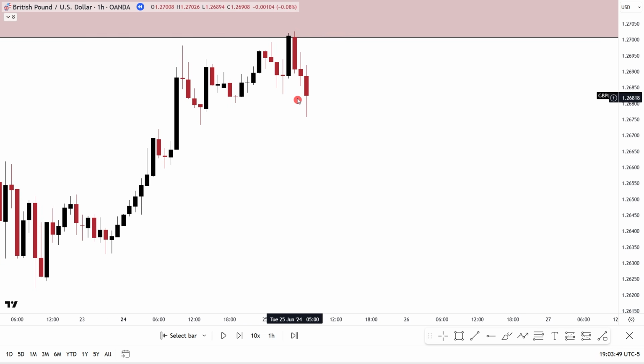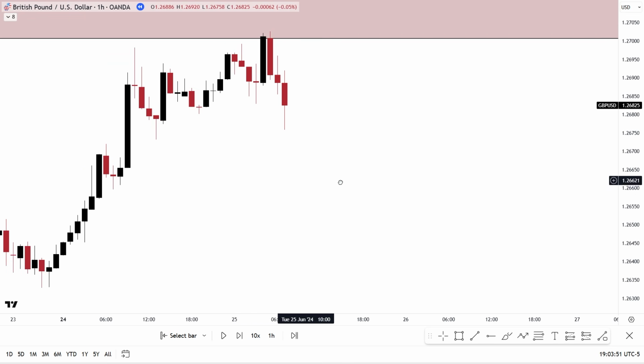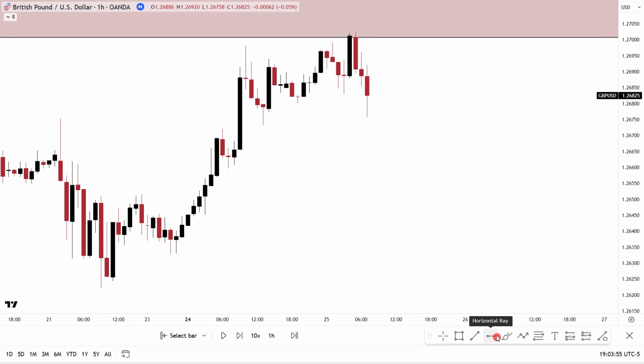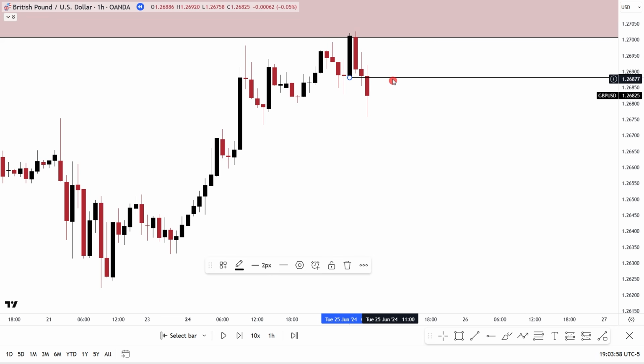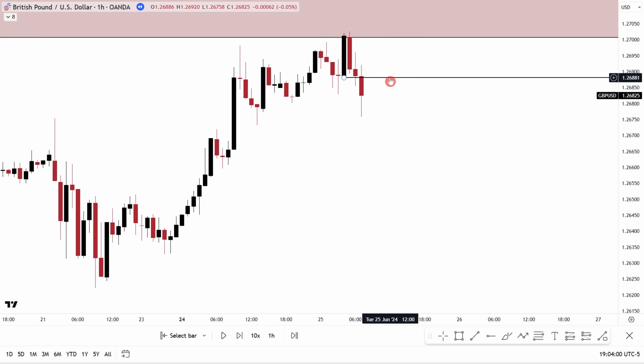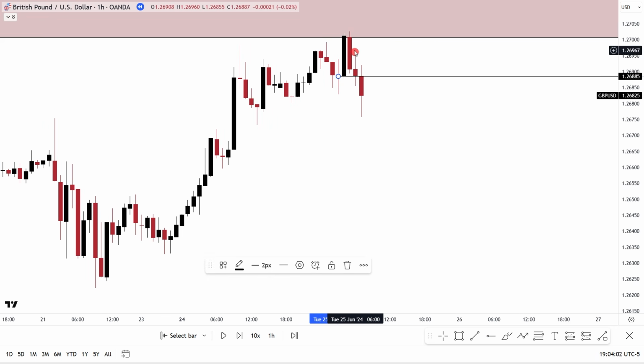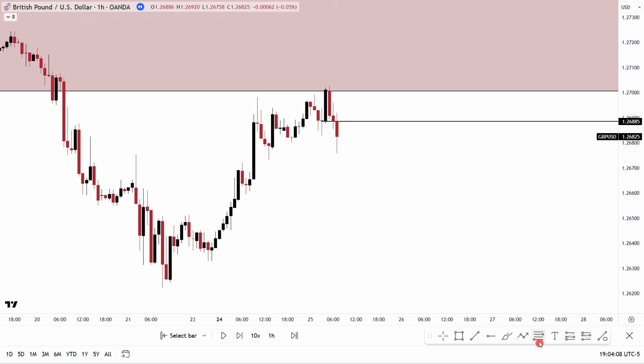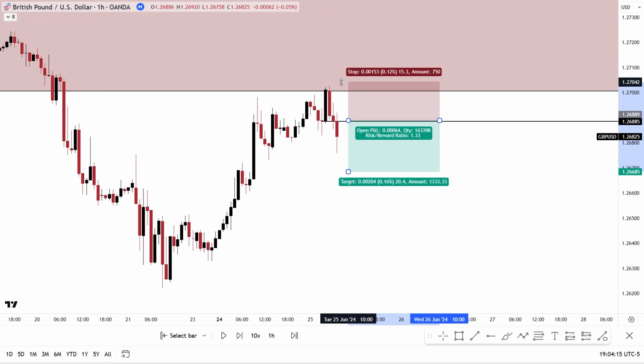So we have our contact. And where is our one-sided markup? Our one-sided markup is right here. This is the last dominant buys prior to price making that higher high and then breaking down. So where are we looking at for an entry? Inside of this shelf.